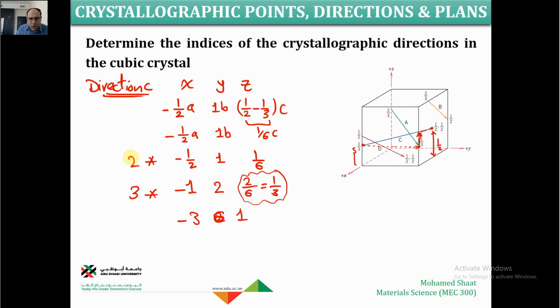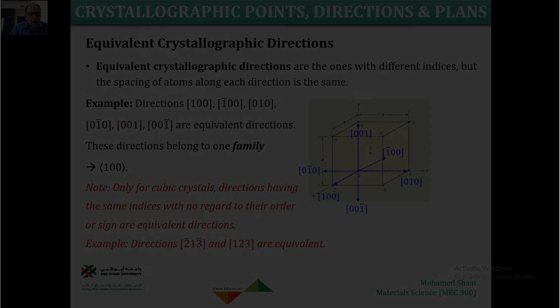And this is what we have done. We multiply times 2. We end up with this one. We still have 1/3. We multiply by 3 to get rid of this 3. So this is going to give us the last combination of the indices as -3, 6, 1. This is going to give us the crystallographic direction for vector or direction C. Make sense? So this is simply how we can do the calculation for the crystallographic directions of cubic crystals.